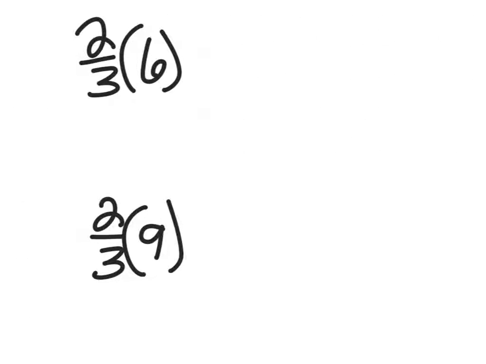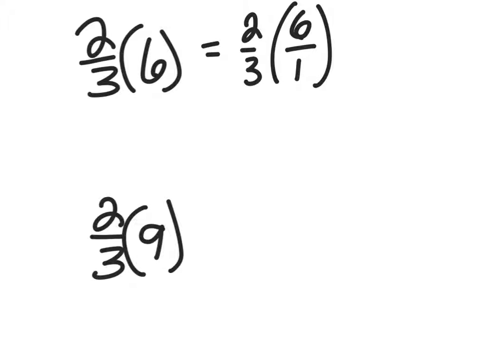To find 2/3 of a number, just multiply that number by 2/3. 2/3 times 6 is going to be the same thing as 2/3 times 6 over 1. We'll just multiply the top and the top, the bottom and the bottom, to get 12 over 3. 12 over 3 is 4. 2/3 of 6 is 4.